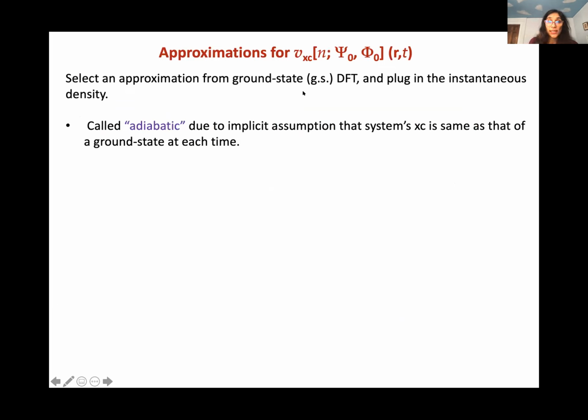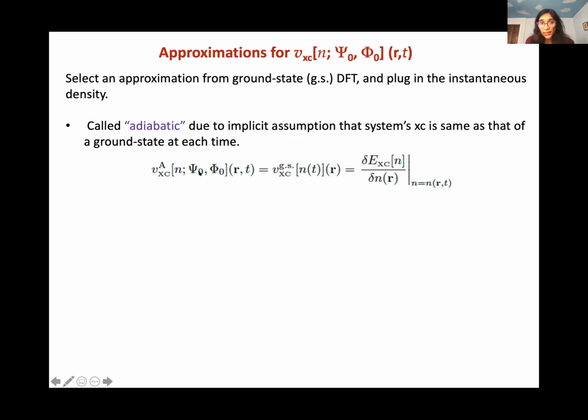Well, you usually select an approximation from ground state DFT and simply plug in the instantaneous density. So you're completely neglecting the memory, right? And these are called adiabatic because there's an implicit assumption that the exchange correlation effects of the system are as if it was in a ground state. It's the same as if it was in a ground state, right? And so if it was in a ground state at every given time, then there would be no problem with this approximation, right? But of course it isn't.